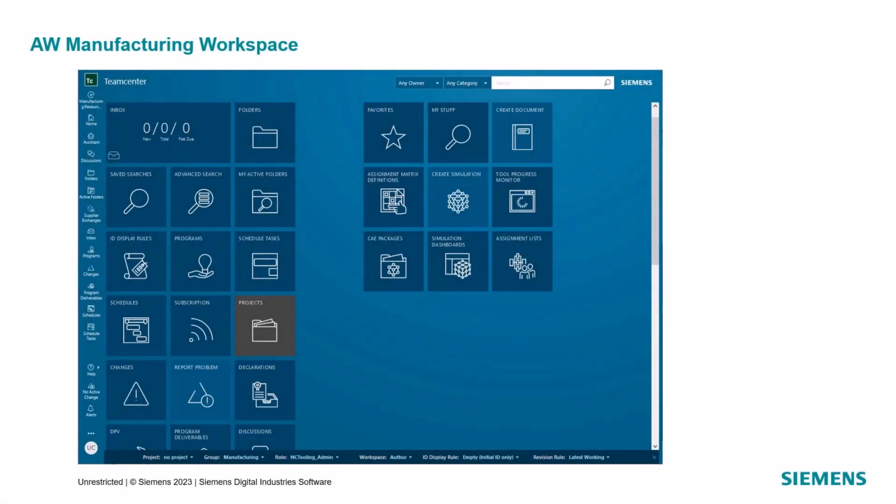Active Workspace arranges tiles on the home screen to provide easy access to the various functions. This home screen is called a workspace. You can switch between different workspaces. The default workspace is loaded with an overwhelming number of possibilities. A lot of them are typically not used by the manufacturing user.